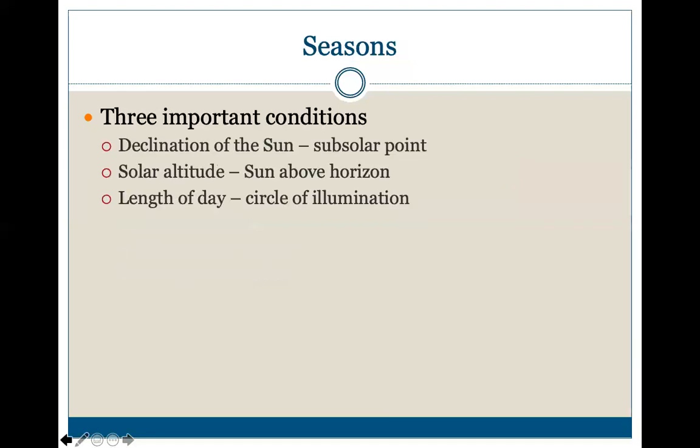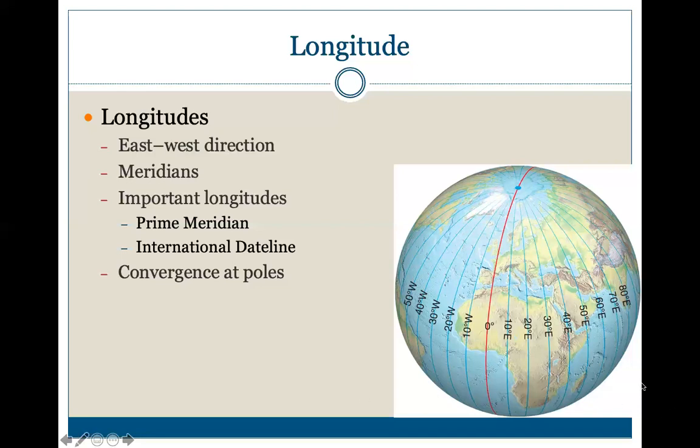Let me just go back. I forgot to mention one thing. Longitude lines are very different than latitude lines, because we said that latitude lines remain equidistant between each parallel. Meridians don't. They are widest apart at the equator, and they get progressively closer until they converge at the poles.